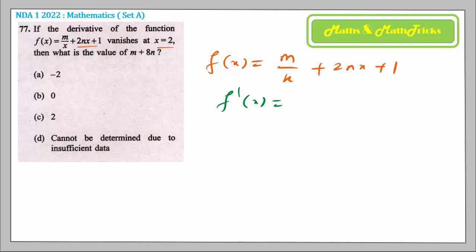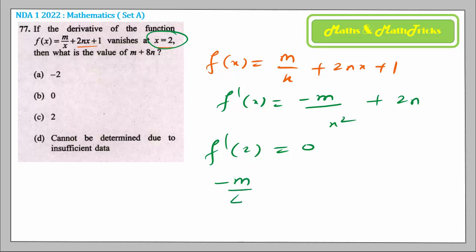M by x, it will be m times the derivative of 1 by x, which is minus 1 by x squared. Right? Then the derivative of 2nx is 2n, plus the derivative of 1 is 0. You wanted the derivative at x equal to 2 to vanish. So you are putting f dash 2 is equal to 0. Put it: minus m by 4 plus 2n is equal to 0. What do you get? You get that as minus m is equal to minus 8n.